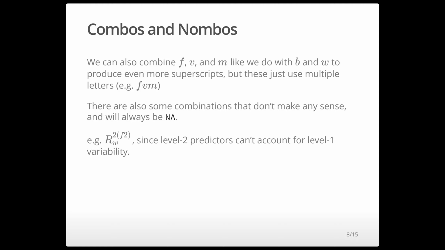There are also some combinations that don't make any sense, and they're always going to return missing values in the R squared MLM package because they're just entries of the table that will never ever be populated. For example, R squared F2W. Level 2 predictors can't account for level 1 variability or within cluster variability, so this can never be a sensible value. But because we have a square table when we output the R squared MLM, there is a cell where F2 and W match up, but it's always just going to be NA.